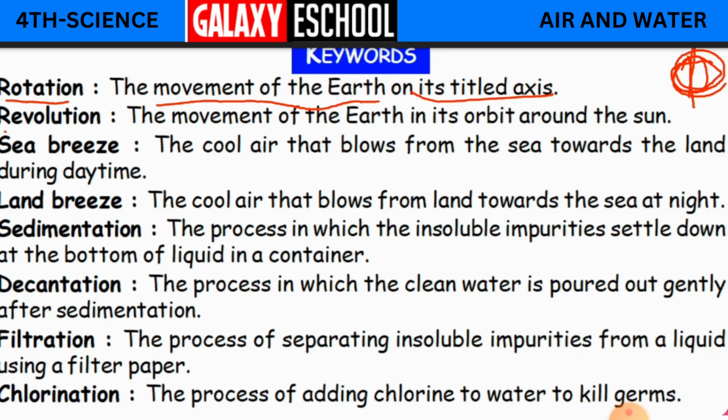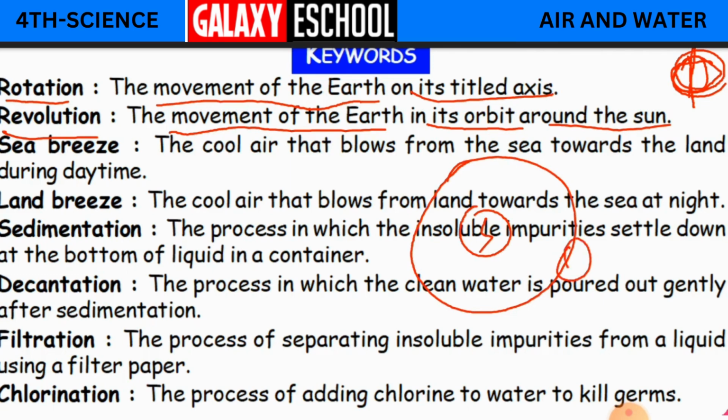Clear? Now revolution. What is revolution? The movement of the earth in its orbit around the sun. The movement of the earth, but where? In its orbit around the sun. If this is the sun and this is the earth, the earth is going to move in its orbit around the sun. This is known as revolution. Clear, children? Yes.